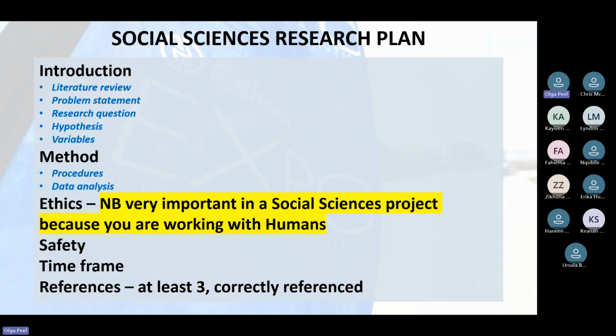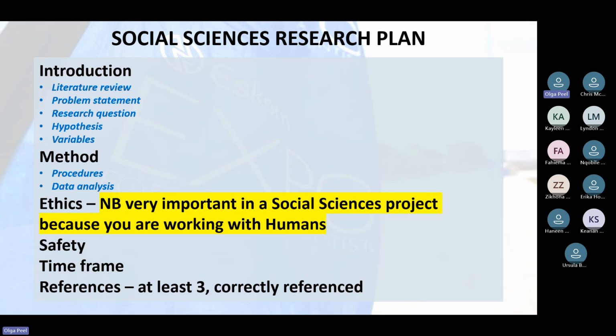Of course, you put it in the Expo folder. Let's look at a social sciences research plan. These are the subheadings over the 4 pages. So there's an introduction, subdivided into the literature review of those 3 sources of information, a problem statement, a research question, which you change into a hypothesis, and there are variables. Then under the method, it's how you are going to go about doing the project, the procedure, and how you're going to analyze the data.